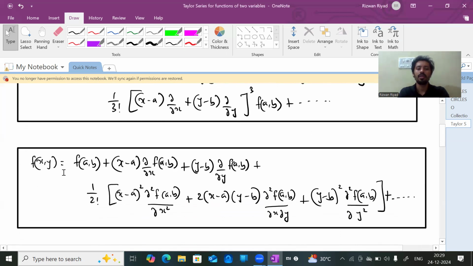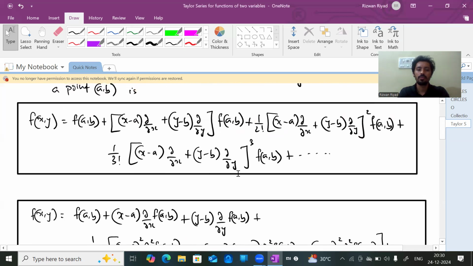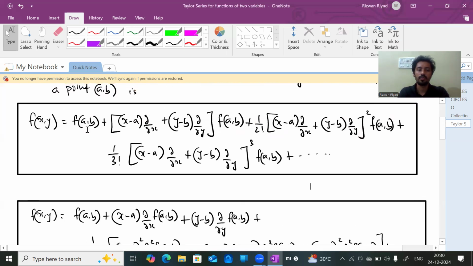f of x, y equal to f of a, b plus (x minus a) ∂/∂x of f of a, b plus (y minus b) ∂/∂y of f of a, b. Here the first one is the same, f of a, b. Next, I open this bracket, that means this f of a, b I took inside. So (x minus a) ∂/∂x of f of a, b, that's what you can see here, plus (y minus b) ∂/∂y of f of a, b. That also you can see.